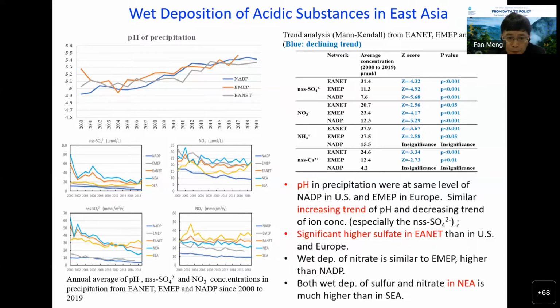The two charts on the left are nitrate and sulfate in the water. You can see the concentration of sulfate in EANET is significantly higher than in the US and Europe, meaning we still have a heavier wet deposition problem. For nitrate, the EANET region is similar to Europe, but still higher than the US. Inside the EANET region, sulfate and nitrate concentrations are higher in Northeast Asia, much higher than in Southeast Asia. This is basically the wet deposition results.